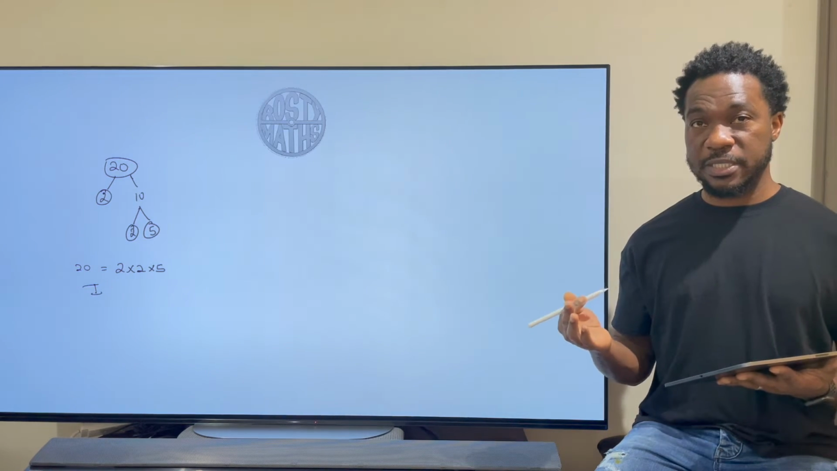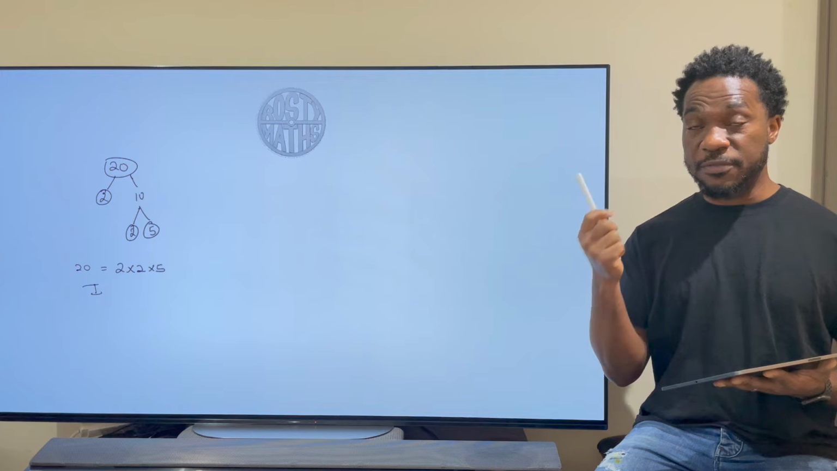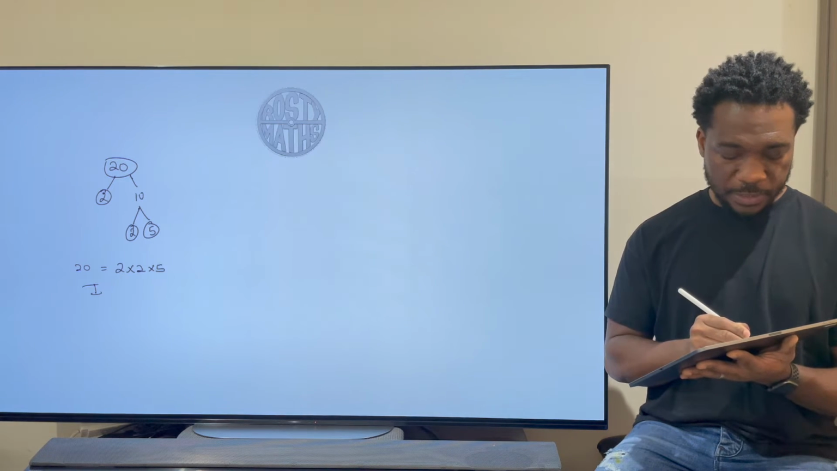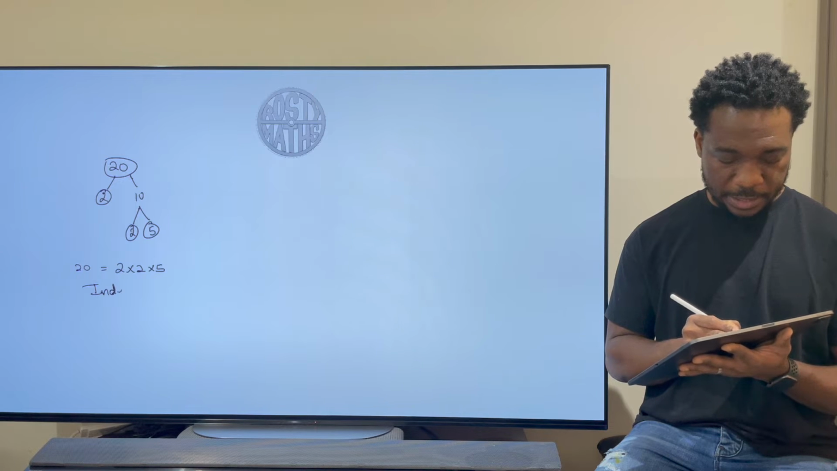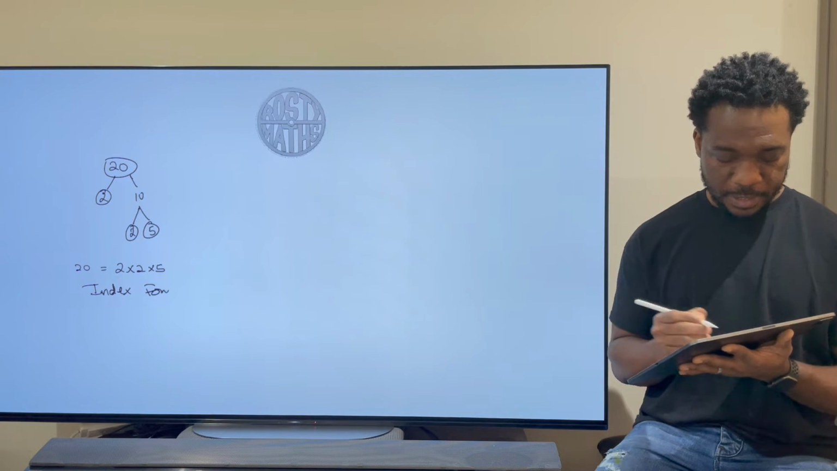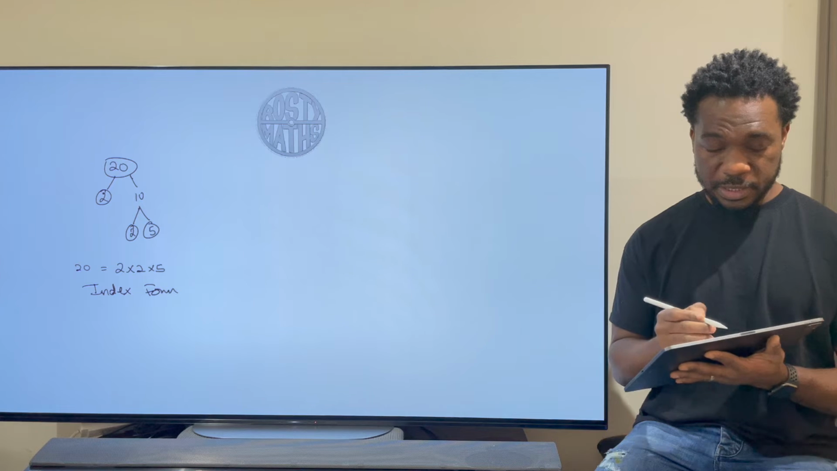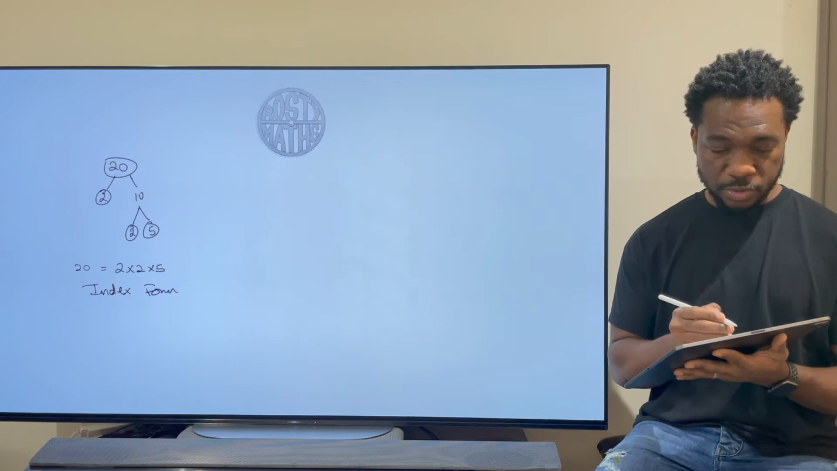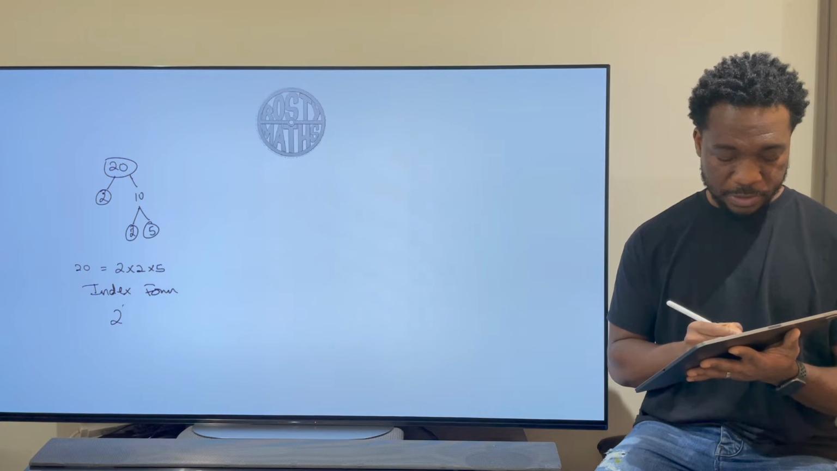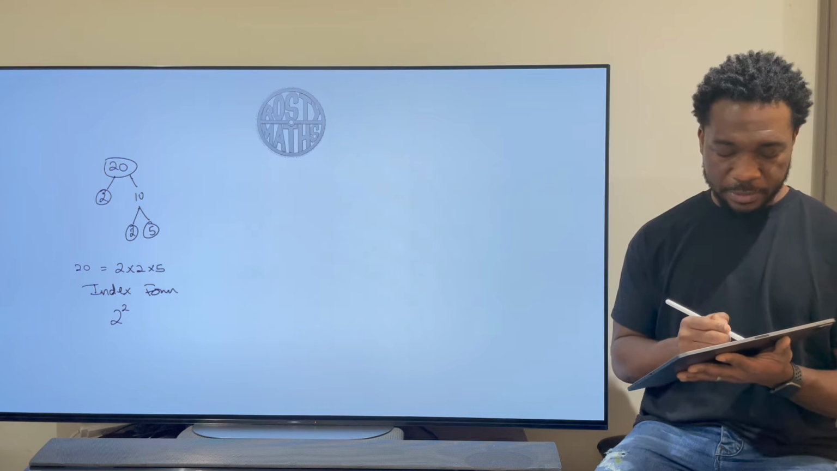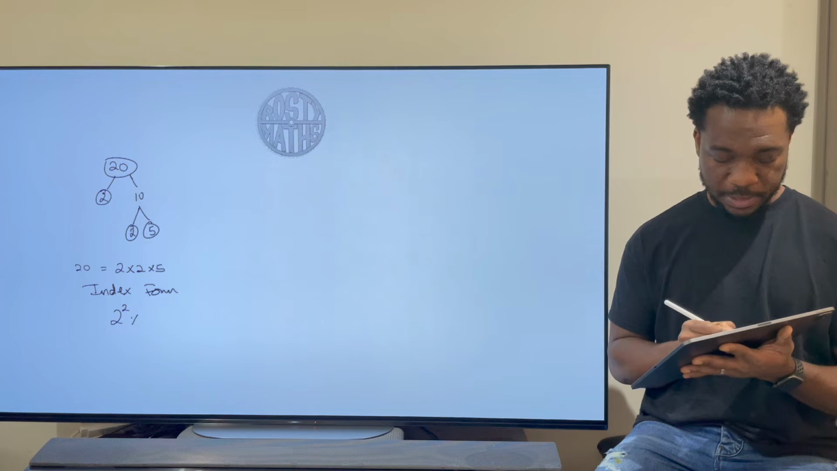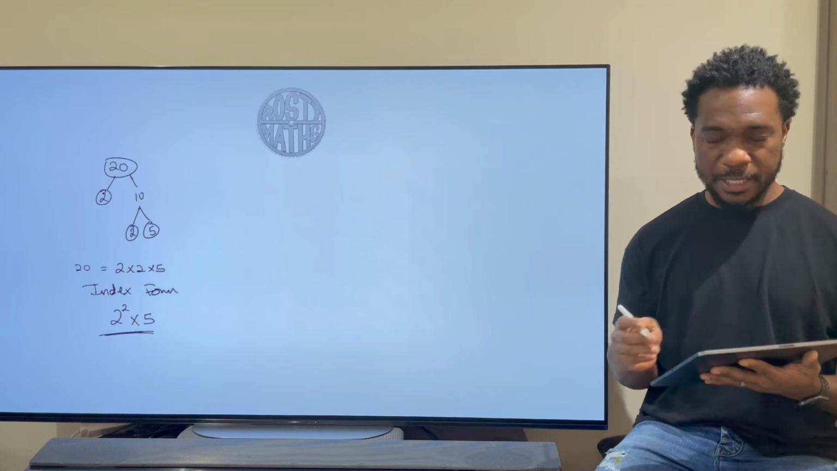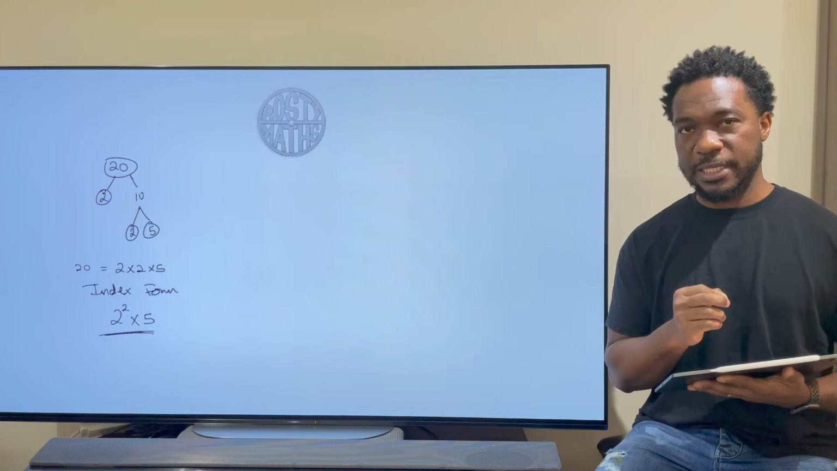You can be asked to give it in index form. If you're asked to give it in index form, see how many 2's you've got. Well, I've got 2 2's there, so this is 2 to the power 2. Make sure you write the power as a little number at the top. And then I times that by 5. So this is it in index form. Look out for that if you're asked for it in index form.